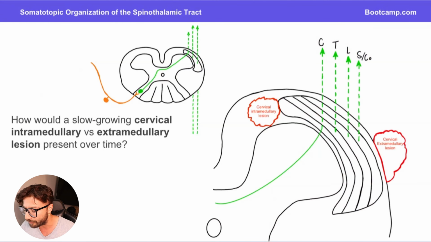Now, if we have a cervical extramedullary lesion, we're going to see the opposite. So if this is growing in and beginning to compress lateral to medial, then we're going to see loss of sensation in our sacral and coccyx region first, and then in our lumbar, and then in our thorax, and then finally in our cervical once it's grown large enough.